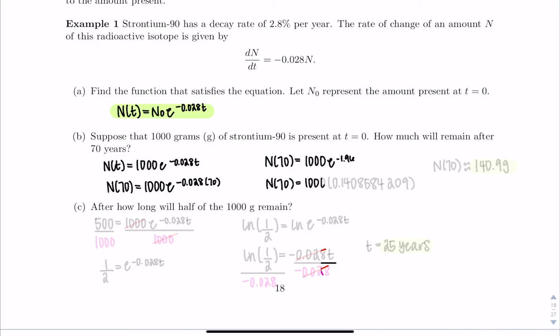and that's 1,000 times approximately 0.14085. And so we get that N(70), there would be approximately 140.9 grams left after those 70 years.